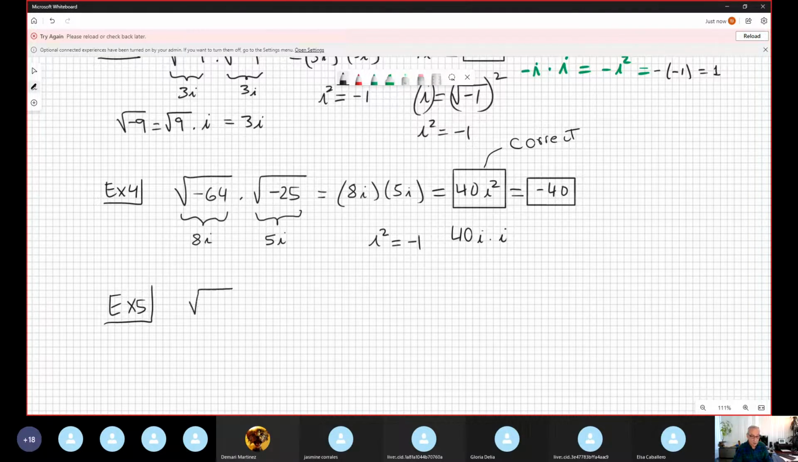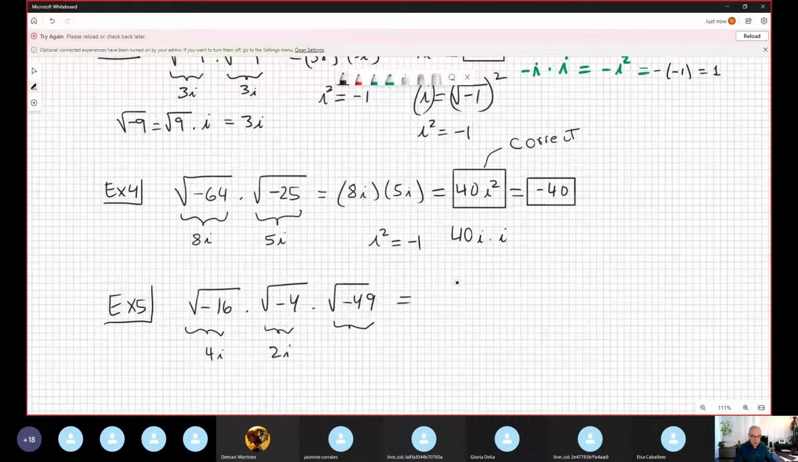Okay, suppose the square root of negative 16 times square root of negative 4 times square root of negative 49, to the power 3 square root. Inside, we have negative numbers. It's easy. You compute it one by one separately, never join, big mistake. This is 4i, this is 2i, and this is 7i. Yes or no? Now you copy the multiplication: 4i times 2i times 7i.